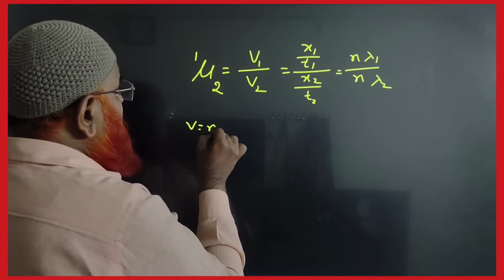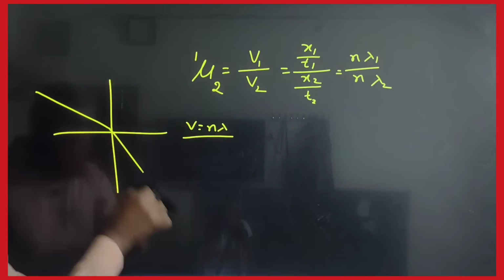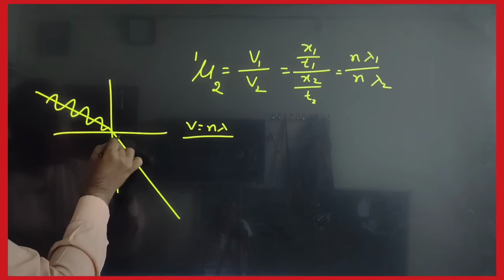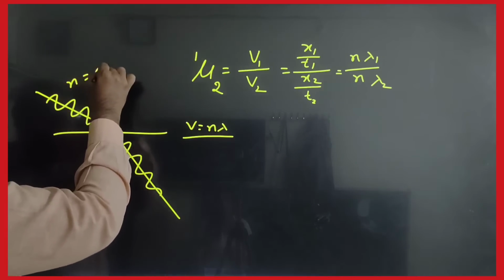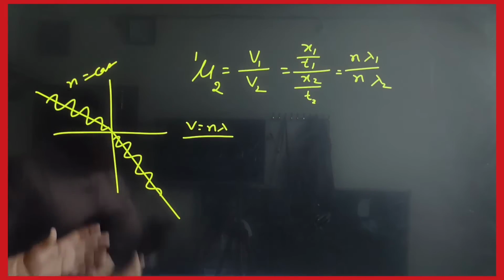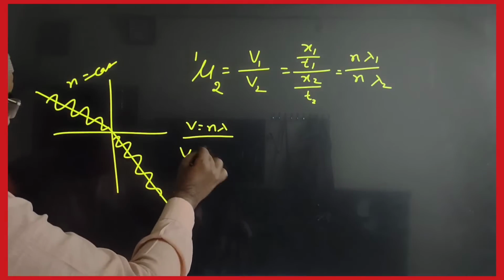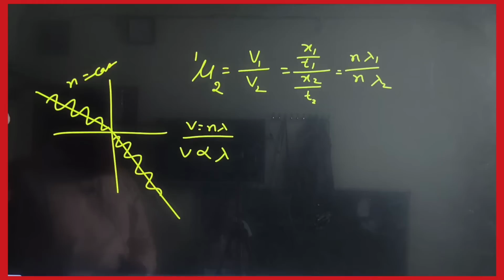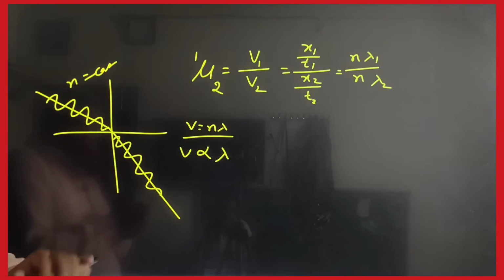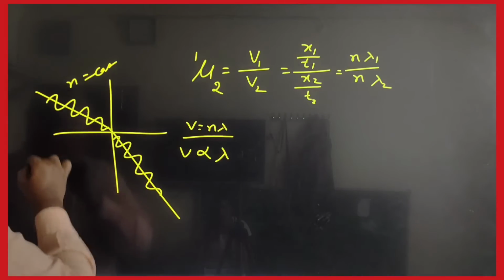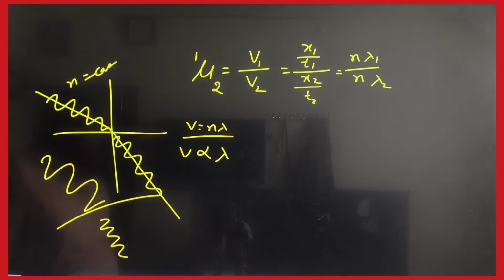Why? Because we all know velocity is nothing but n lambda. So when light enters from one medium to another medium, light is nothing but a wave. Frequency is constant. Frequency does not change from one medium to another medium. n is going to be constant, but wavelength will change. When velocity decreases, wavelength also decreases. In the denser medium, wavelength will become less. Understand what I am telling you?